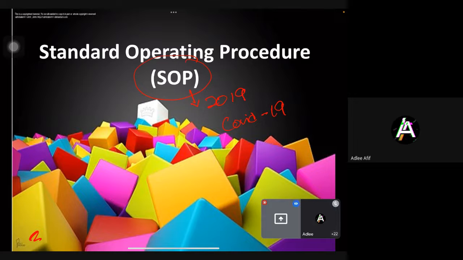But in technical communication, we are going to have a look at how it can be helpful for you. What does it mean by standard operating procedure? And since we are in the new topic, which is on process and procedure, how does it apply to your learning?